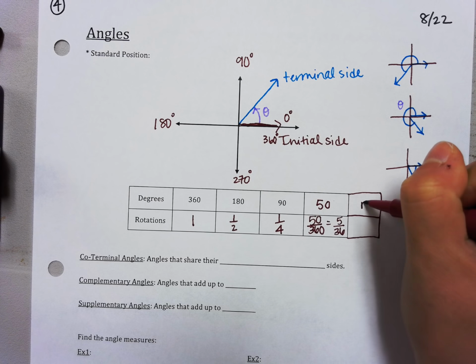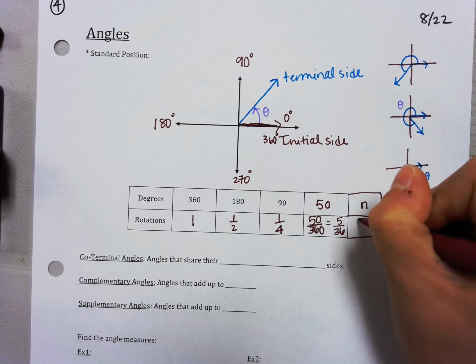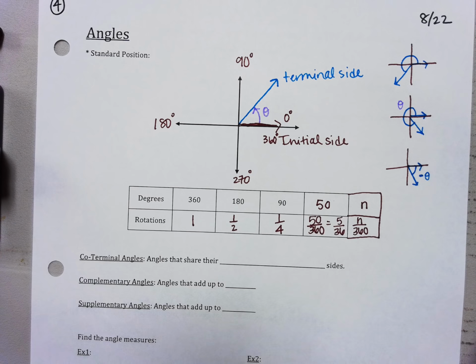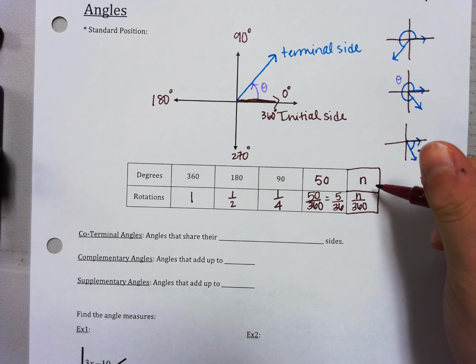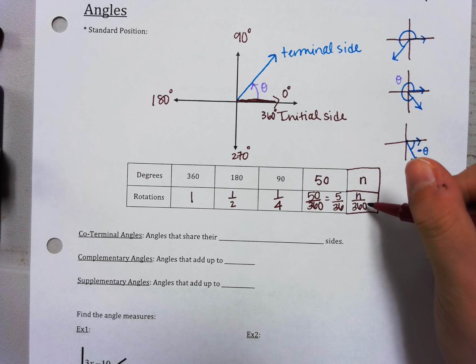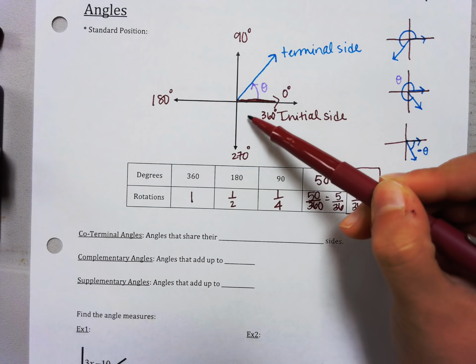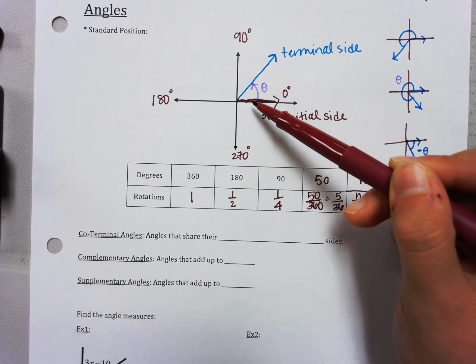And likewise, I could expand this or generalize it to any number of degrees that I have, so n degrees. I could figure out the number of rotations it would be by taking n and dividing it by 360. So let's say my angle measurement was 720. If I found out how many rotations that would be, 720 divided by 360, I would get 2. So that means that I would start at my initial side, go one rotation around, and then a second one, and I'd end up right back here in that same spot.